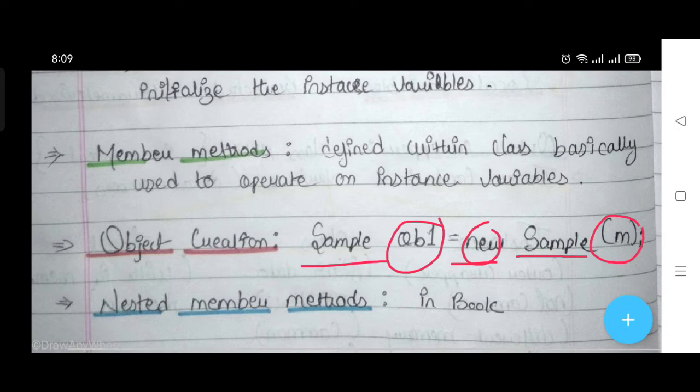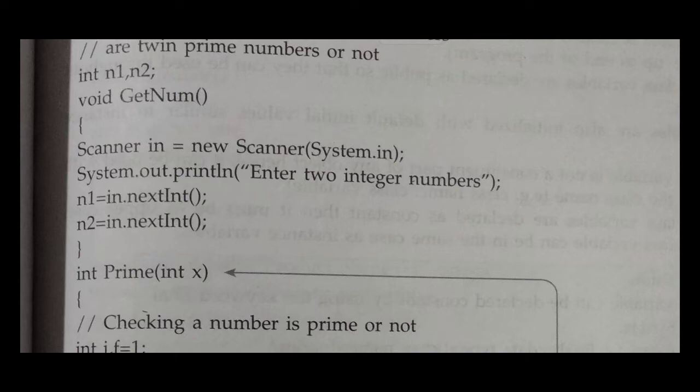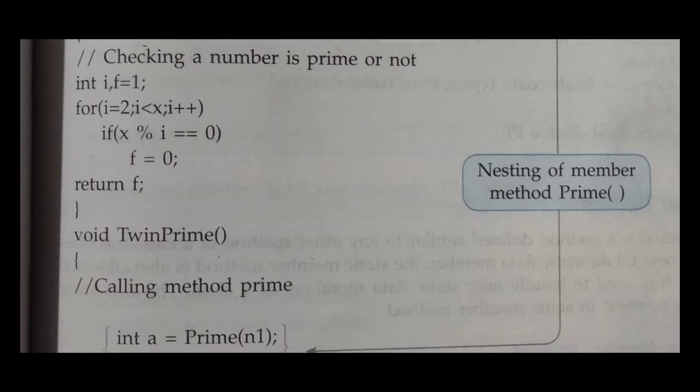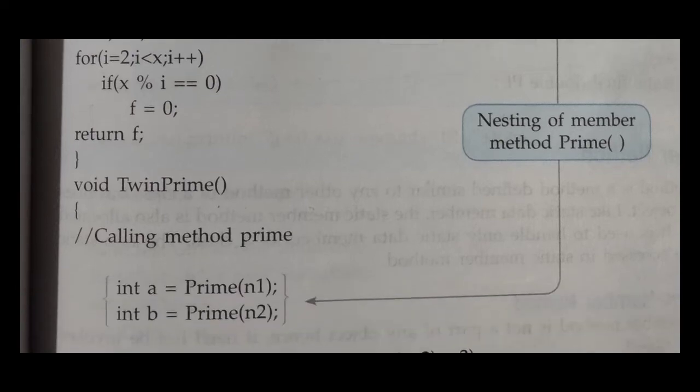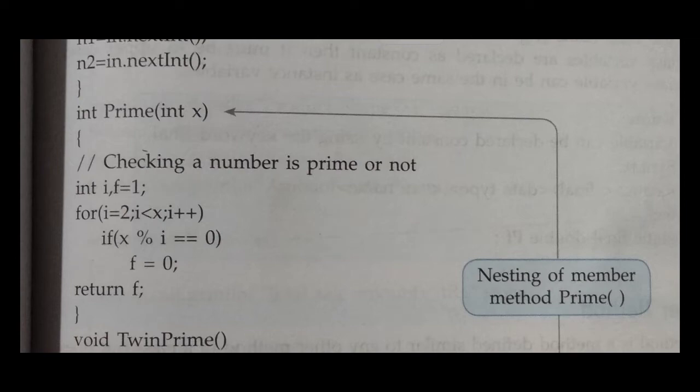Next is nested member method. As we studied earlier, nested loops, in which loops contain inner loops, similarly member methods contain methods under methods. So this is an example of nested member methods. As you can see, the void twin prime function is calling the prime function, a member method. Means it is the nesting of member method prime. It is called inside a member method. Means a member method is called inside a member method. This is called nested member methods.